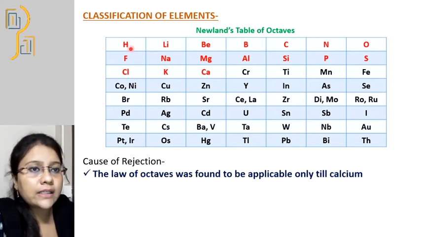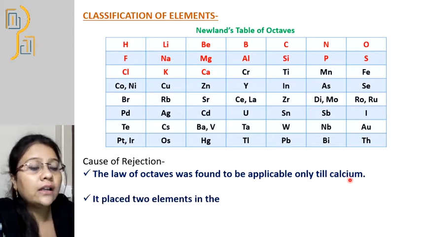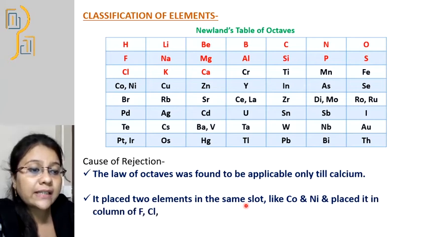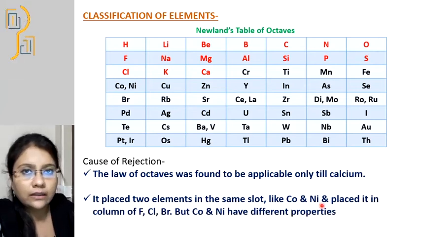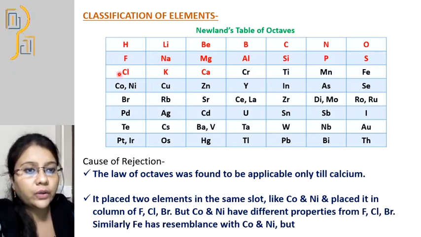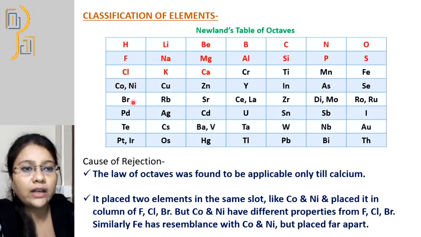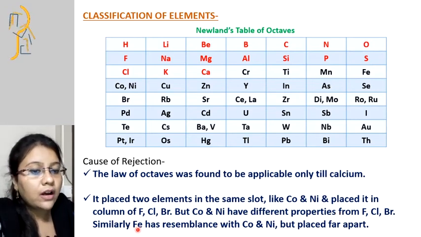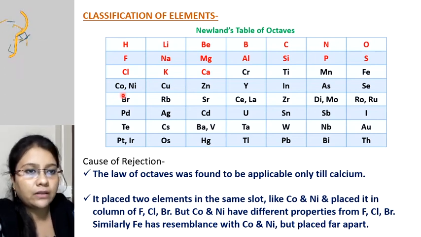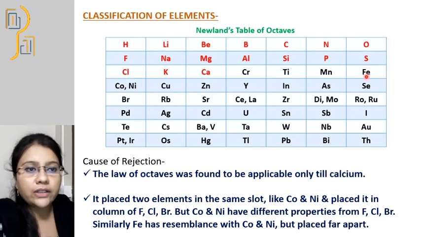This table, as you can see, holds true only till calcium. Moreover, it placed two elements in the same slot like cobalt and nickel and placed them in the column of fluorine, chlorine and bromine. Here you can see cobalt and nickel placed in the same group as fluorine, chlorine and bromine. But they have different properties. Moreover, iron, which has resemblance with cobalt and nickel, is placed far apart. Iron is located here, whereas cobalt and nickel are located here.